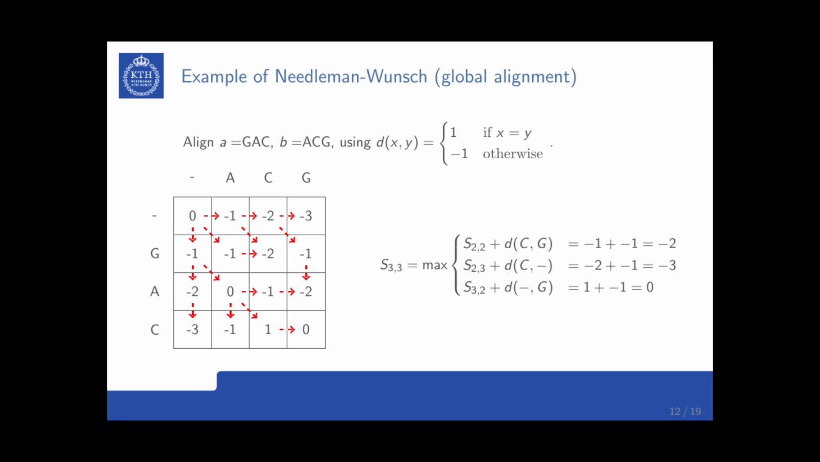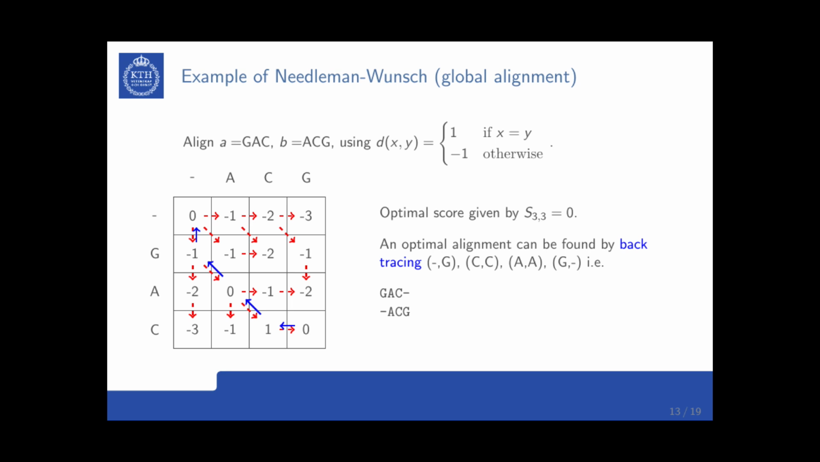Now we've completed the full dynamic programming matrix. What can we use this for? Well, first off, we can tell the score of the alignment. It's 0, since the element of S33 is 0. But we can as well use so-called backtracing to find how we ended up in the position 3-3. So it's just to follow the arrows backwards now.